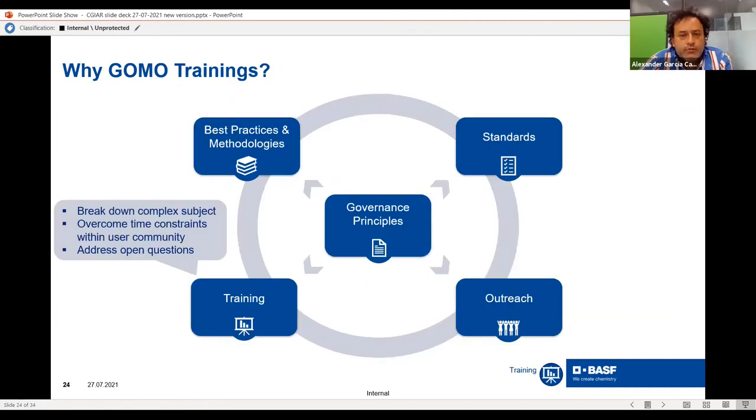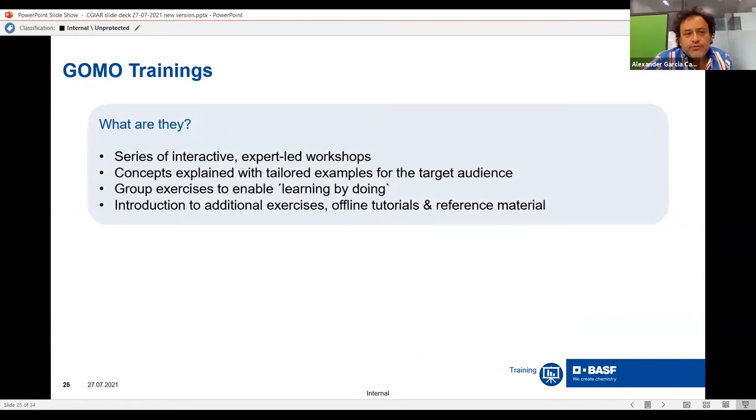GOMO trainings, why do you need trainings? Well, because you need to break down the complexity. You need to explain, you need to communicate with those who are at the end of the day going to be using, developing, maintaining, whatever it is, those key assets, terminological resources. So GOMO trainings are a series of interactive expert-led workshops. They are completely online workshops. And again, these GOMO trainings also happened during the pandemic. So they are completely online.